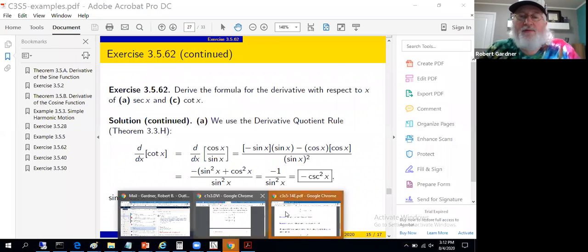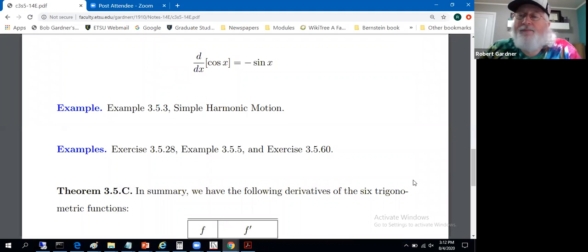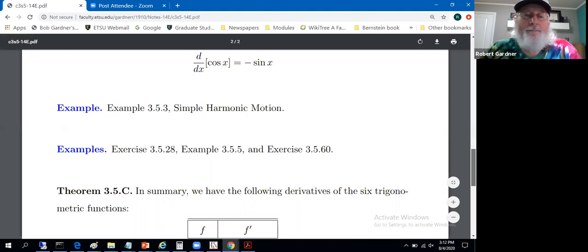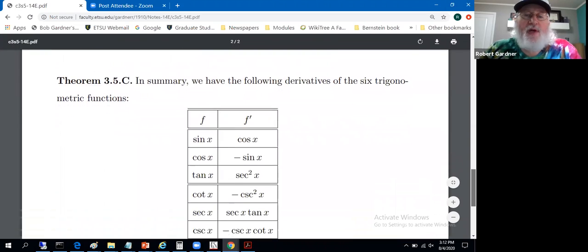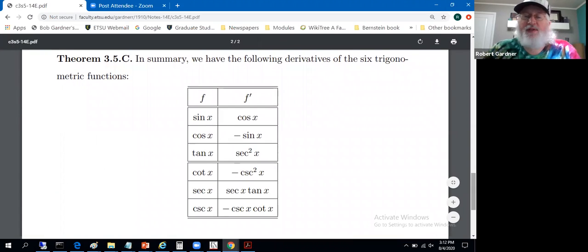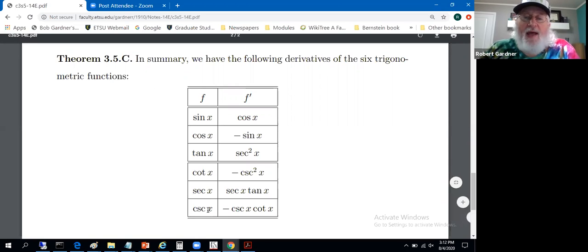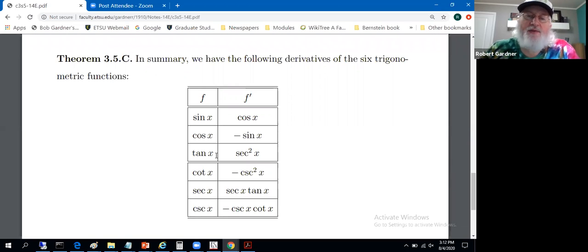Back to the notes. I have a synopsis of that. Here's what we've got in summary for the derivative of the 6 trig functions. I split it up in a way to look for patterns: sine, cosine, tangent, cotangent, secant, cosecant. And the little pattern here is as follows. This is what we get computed. We've demonstrated all of this.